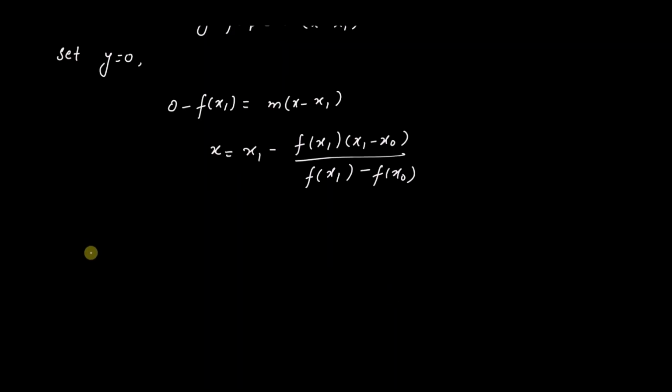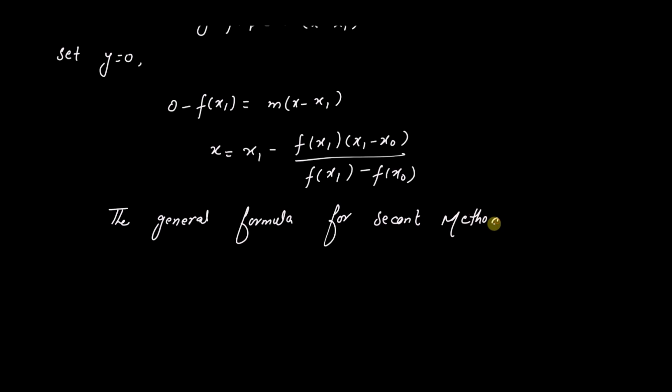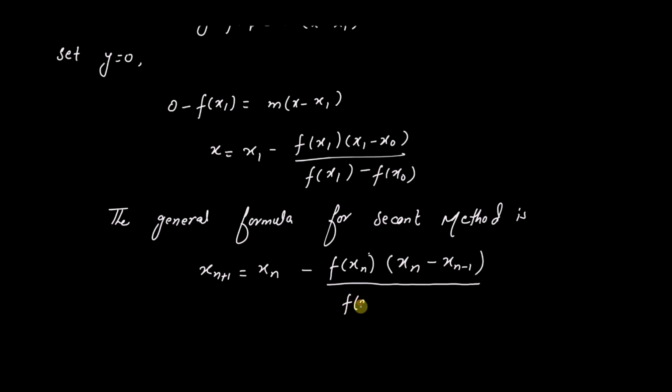So our next approximation is x2, or we can simply say that the generic formula for the secant method is x(n+1) equals x(n) minus f(x(n)) times (x(n) minus x(n-1)), divided by f(x(n)) minus f(x(n-1)). In this case, n ranges from 1, 2, 3, and so on.